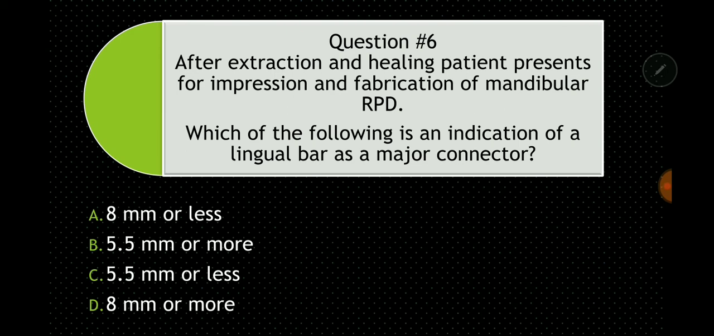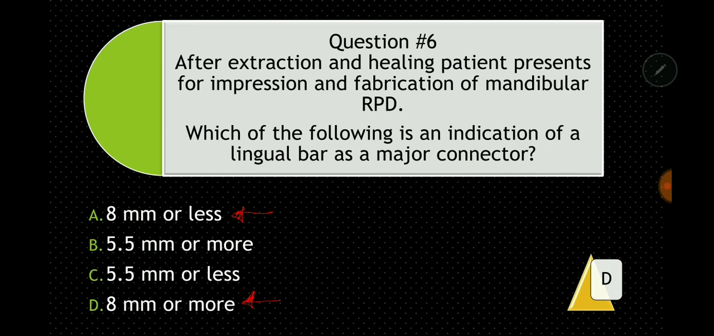So what is the indication of a lingual bar as a major connector? Is it 8 millimeters or less, 5.5 millimeters or more, 5.5 millimeters or less, or 8 millimeters or more? Whenever questions have two options which seem the same, make sure you pay attention. So 8 millimeters or more, that's what you need. So our answer here is D.